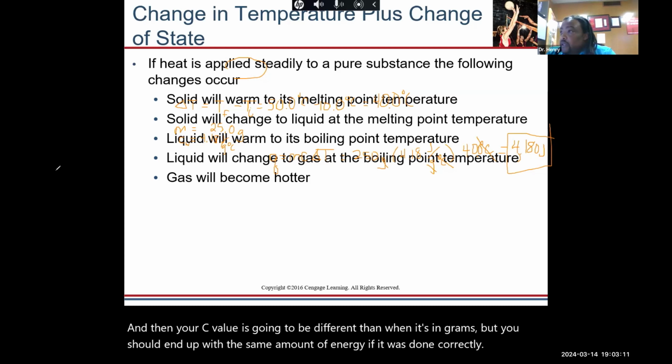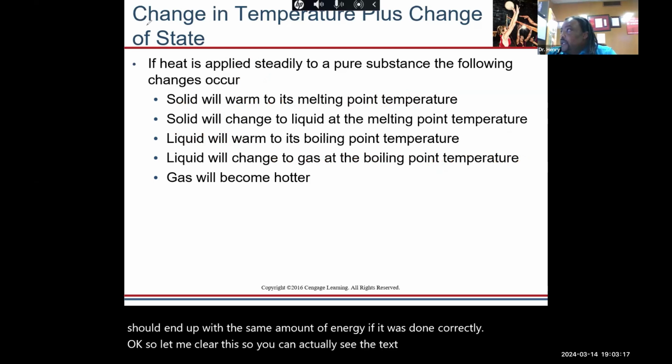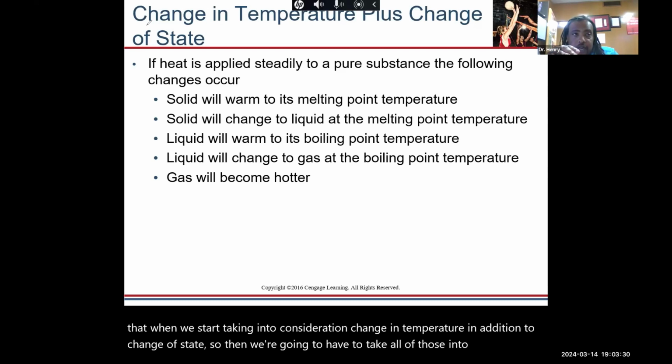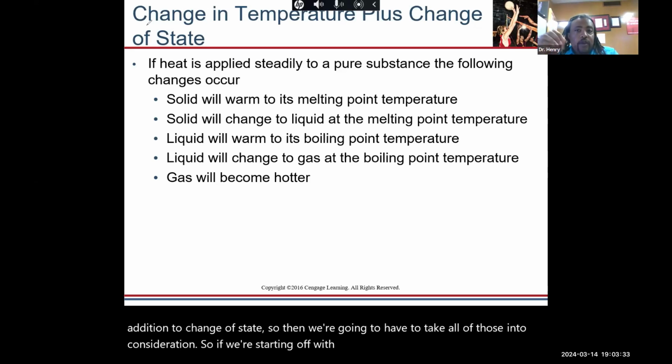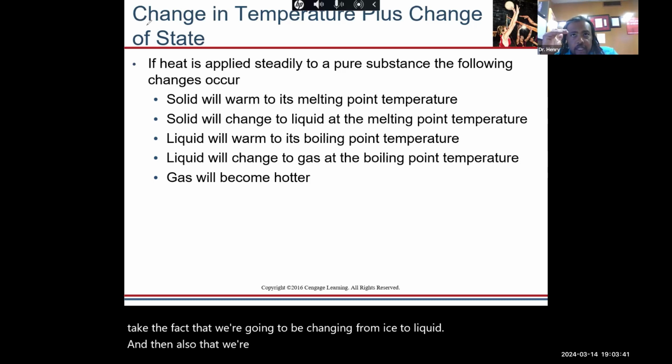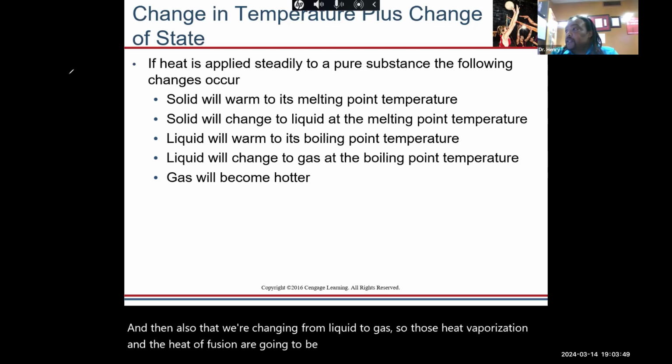Okay, so let me clear this so you can actually see the text. As I was saying, when we start taking into consideration change in temperature in addition to change in state, we're going to have to take all of those into consideration. So if we're starting off with ice and going to steam, we have to take the fact that we're changing from ice to liquid, and then also from liquid to gas. So the heat of vaporization and the heat of fusion are going to be important for that. Let me show you what I mean.